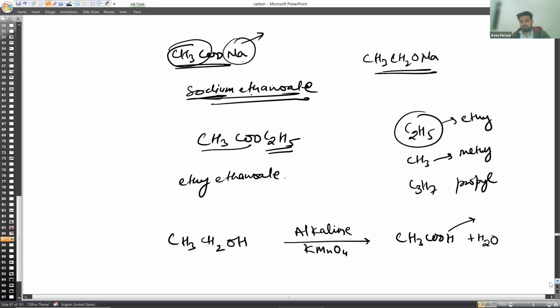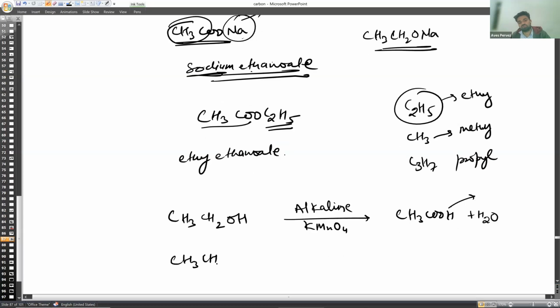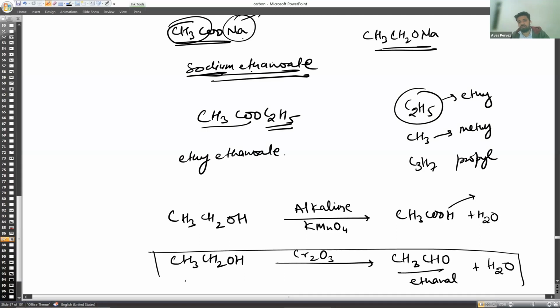But if you have CH3CH2OH, ethanol, and it reacts with chromium oxide, Cr2O3, then incomplete oxidation will take place and a 2-carbon aldehyde will be formed, CH3CHO, ethanal. So note this one also, that sometimes it may be asked in the examination. When ethanol is completely oxidized, it will give you ethanoic acid.